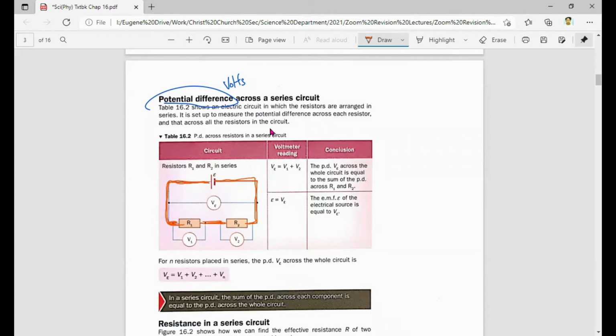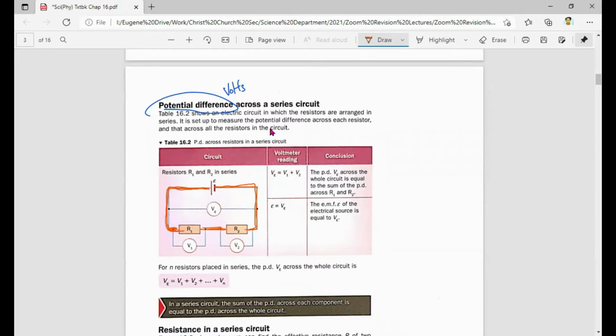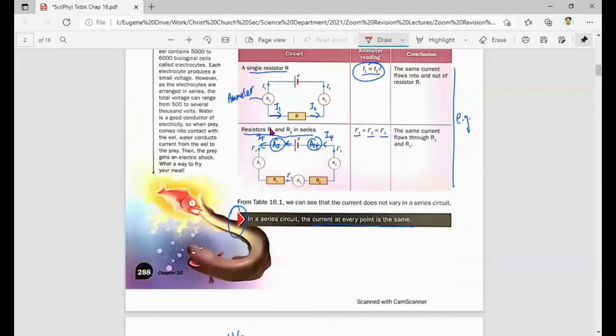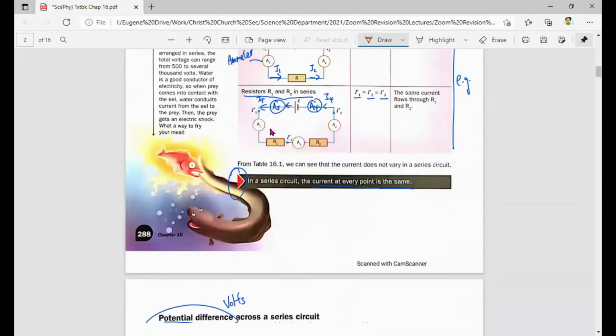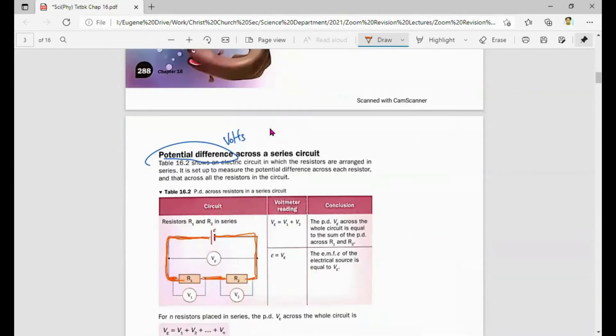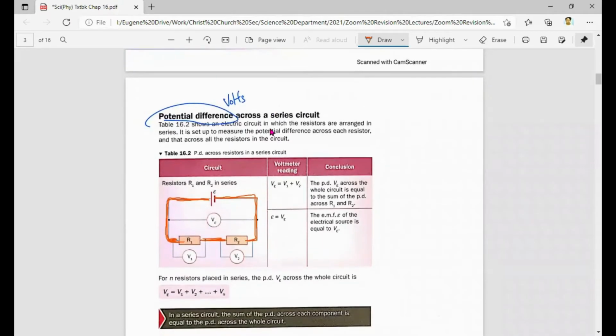What I want to show you is that the circuit we draw here is exactly the same as the circuit that we have drawn here, just that instead of putting ammeters, now I put voltmeters. Okay, can? So that's the first thing. So identify that these two are the same diagram. It's just R1 and R2 connected in series.